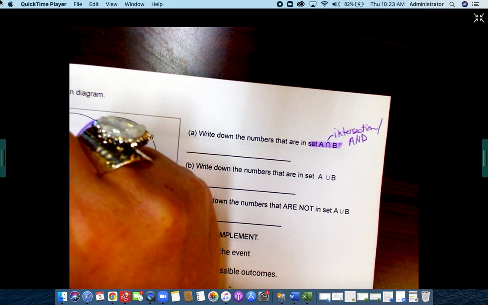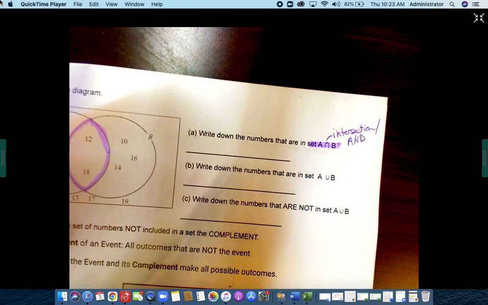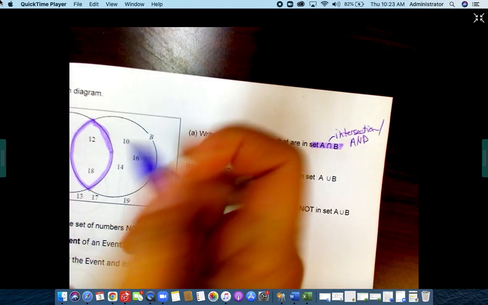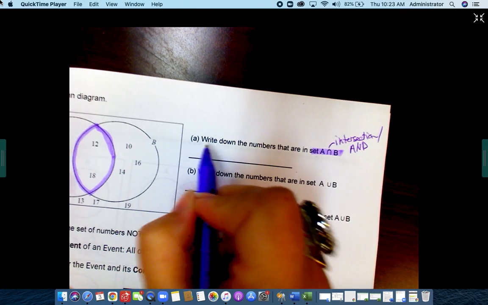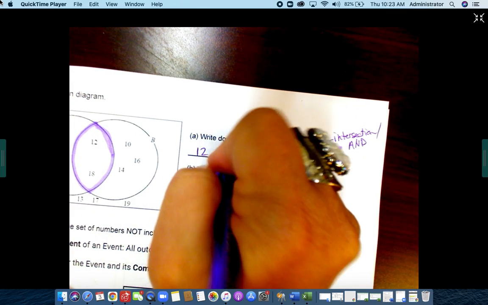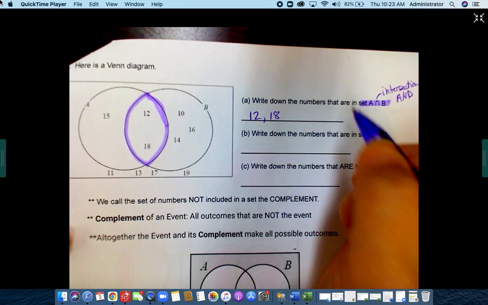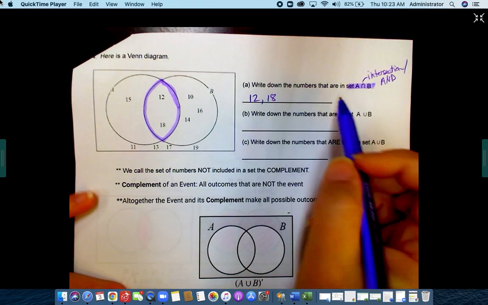So A and B would be here. And there's how many of those? There's 2 of them. So I'm just going to write down the numbers. So I'm just going to list 12 and 18. So I'm just saying, do you understand what these symbols represent?